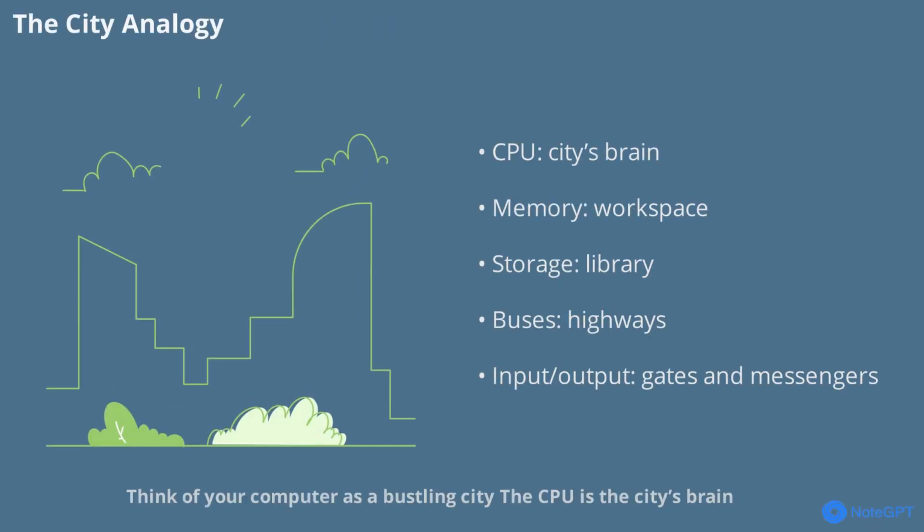Think of your computer as a bustling city. The CPU is the city's brain, making decisions and directing traffic. Memory acts as the busy workspace where tasks are handled quickly. Storage is like a vast library, keeping information safe for the long term. Buses serve as the highways, moving data between different parts of the city. Input devices are the city gates, letting information in, while output devices are the messengers, delivering results back to you. When all these elements work in harmony, the city thrives and your computer runs smoothly.